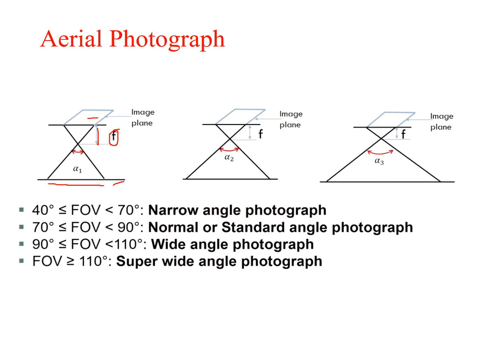See this one and this one. So you can see in all these cases this f is called the focal length. As the focal length decreases, the field of view will become more. So the focal length and the field of view are inversely proportional. If it is less than 40 degrees, we call it narrow angle photographs. Between 70 and 90 is normal, and above 100 it's super wide angle. So it is always preferred to have the normal or standard angle photograph.